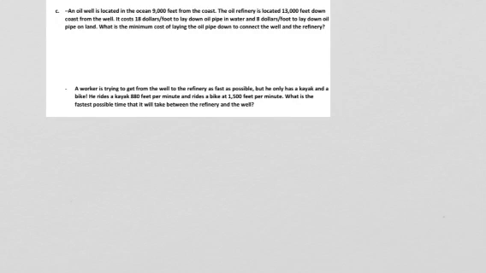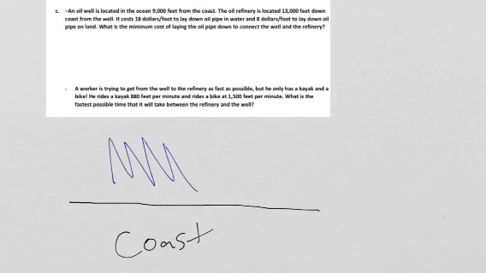All right, this problem has two parts, so we'll start with the first part, but they're both going to use the same picture, and that's definitely the first step. So the first thing we see is we have an oil well that is located in the ocean 9,000 feet from the coast. So let's draw the coastline. So we'll call this the coast. And then all this out here is the ocean.